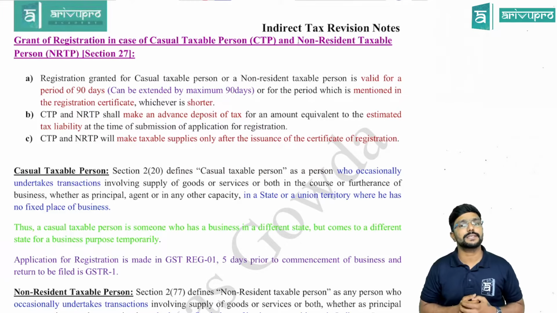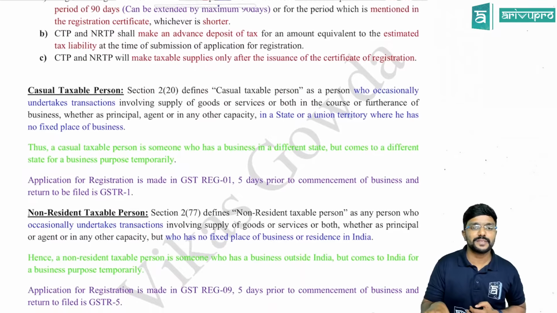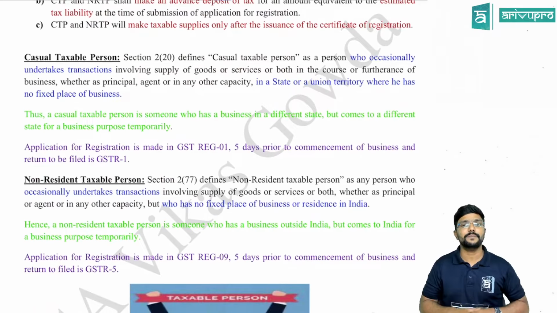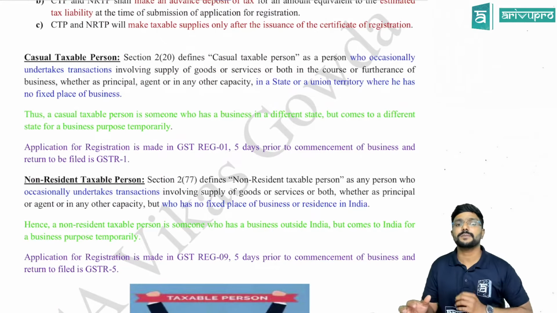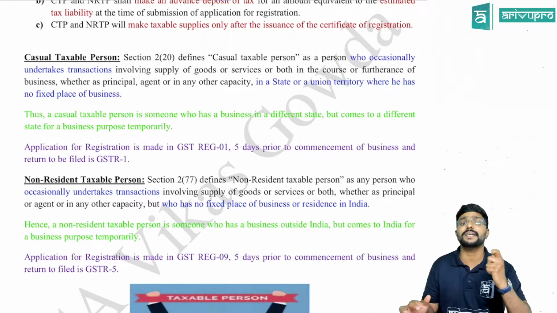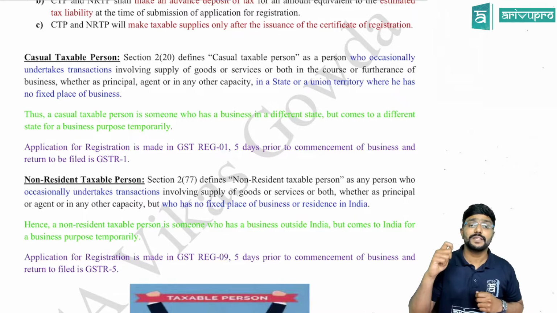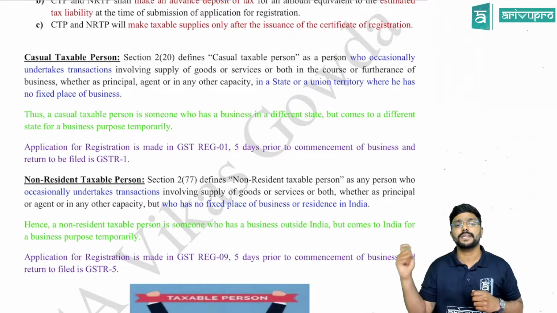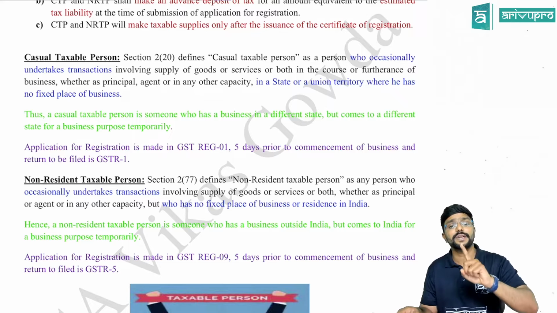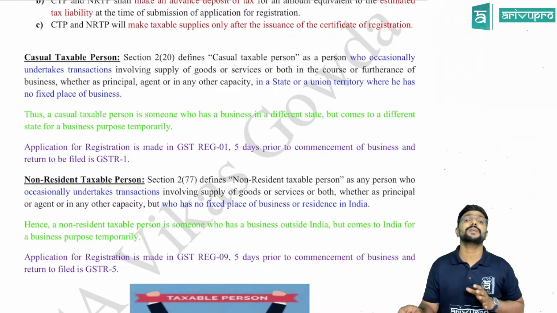Then coming to section 27, which talks about the CTP and NRTP, that is, casual taxable person and non-resident taxable person. Casual taxable person is defined in section 2 clause 20, which tells that a casual taxable person is a person who occasionally undertakes transactions involving supply of goods or services or both in the course or furtherance of business, whether as a principal or agent or in any other capacity, in a state or union territory where he has no fixed place of business.